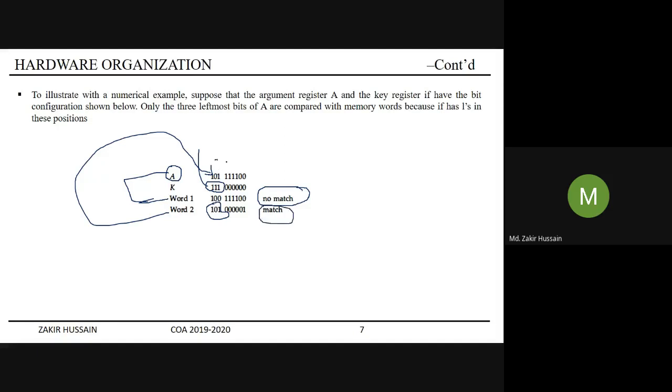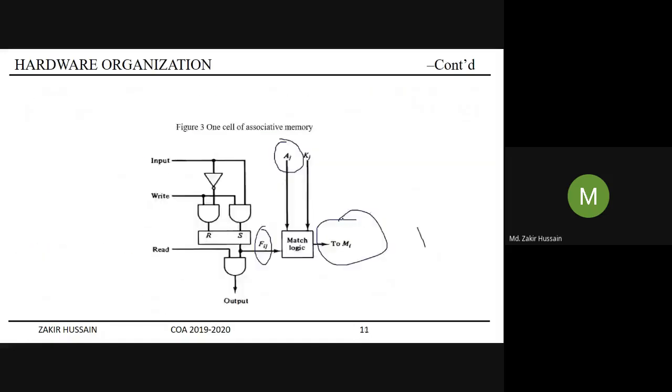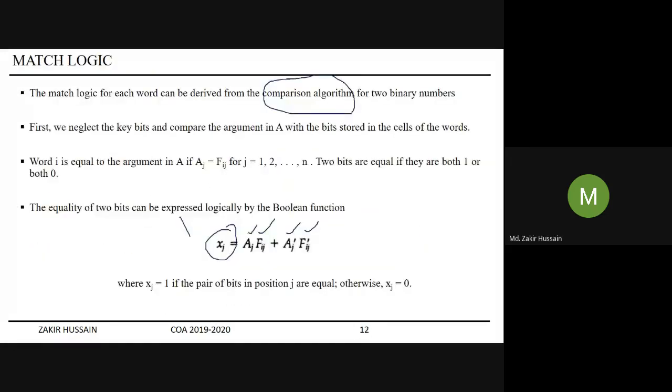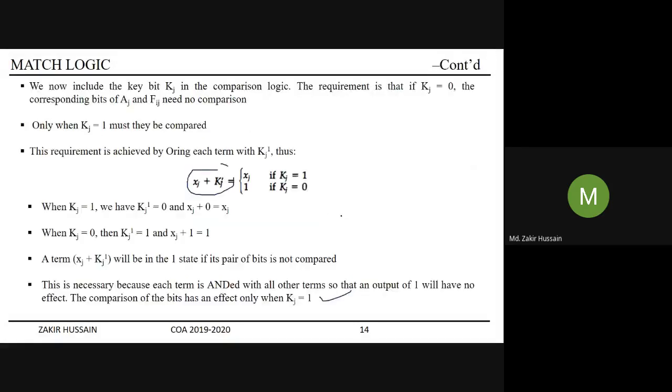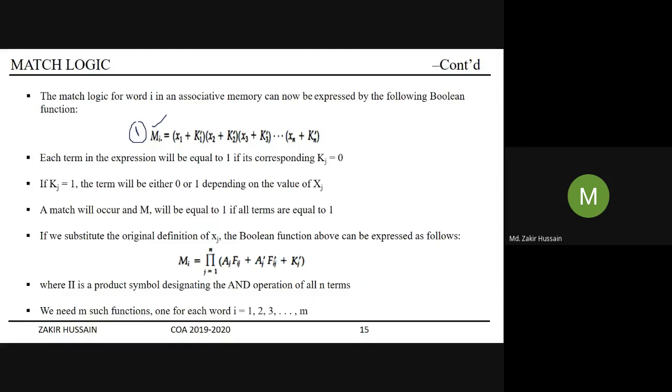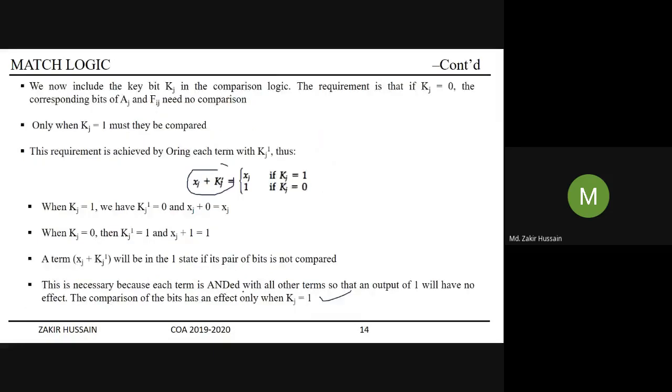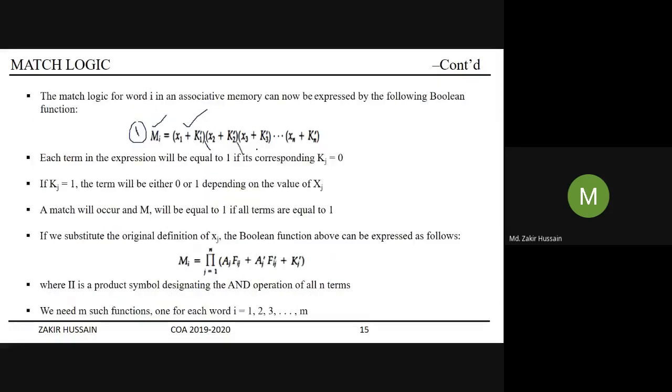This entire example is this and this. That's what we are telling here. This one is ANDed, this is ANDed, here also ANDed, like that till N. All AND operations are performed. If this is one, this is one, this is one, this is one, then only this MI will give 1.